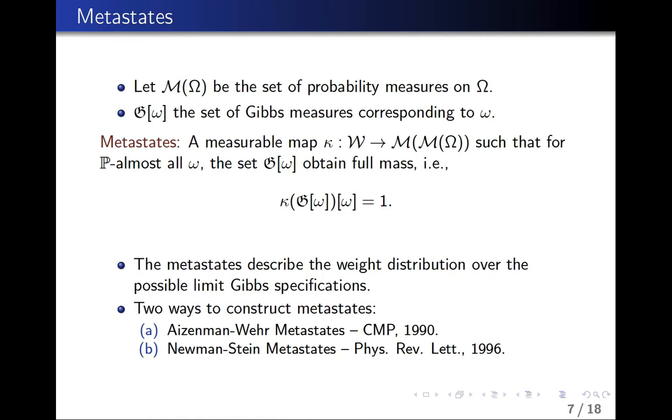Metastates are measurable maps to the probability measures such that the set of the Gibbs measures obtains full mass. The metastates describe the weight distribution over the possible limiting Gibbs specifications. There are two ways to construct metastates: the Aizenman-Wehr metastates and the Newman-Stein metastates. Newman showed that both constructions return the same metastates. Here, we focus on the construction of the Newman-Stein metastates.